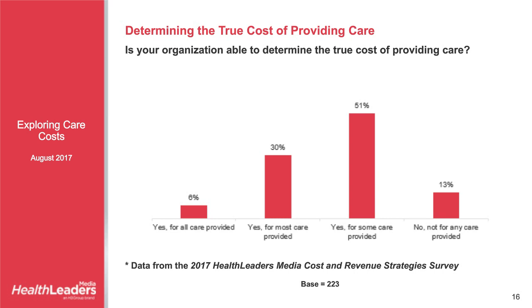which is concerning. Another way of looking at this data is to take those first two columns and combine them. So 36% of this group can determine their cost for all care provided or most care provided. It's just slightly more than a third of them who can do this. So it is a bit of a concern. There are a lot of challenges for providers.